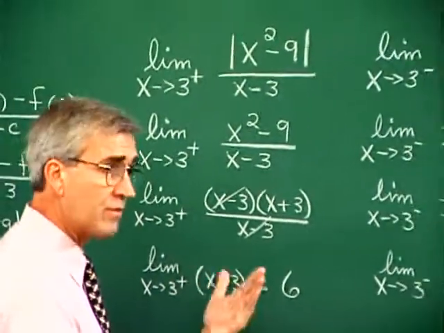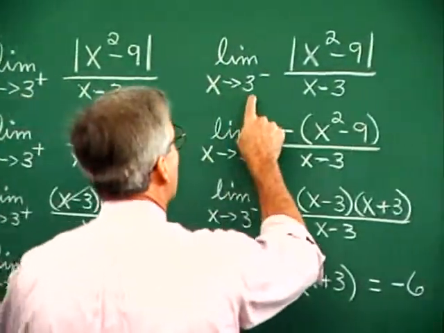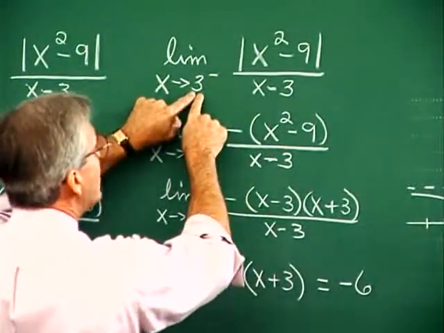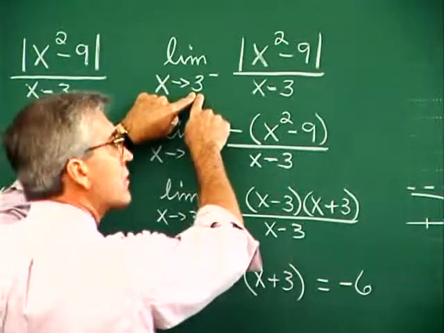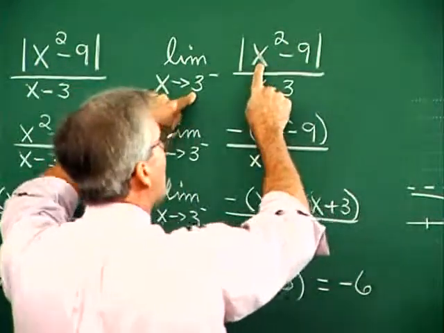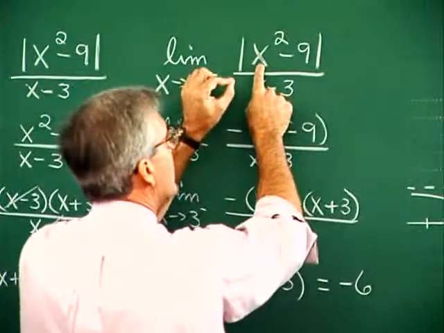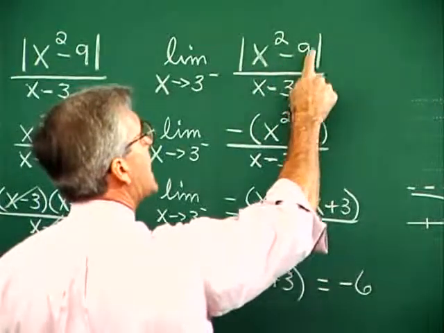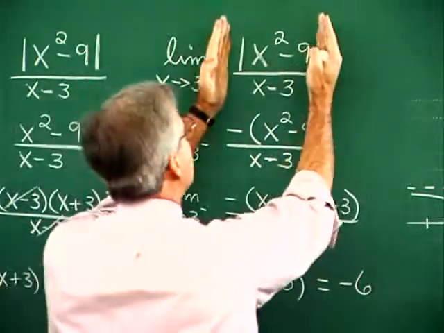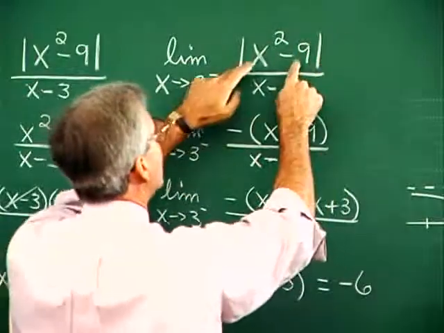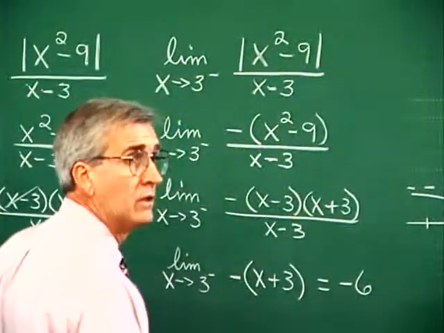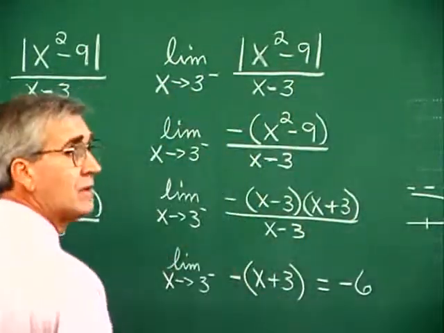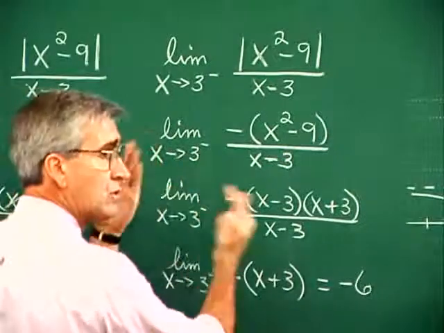Let's see what the limit is from the other side. The limit as x approaches 3 from the left. Well, from the left means for values that are just a little bit smaller than 3. Square a number a little bit smaller than 3, and you get a number a little bit smaller than 9. When you subtract 9, you get a negative amount. So the absolute value of this amount will be the negative of that amount. You see, the absolute value of this negative number is the opposite of that negative number. And that's what happens when we're approaching 3 from the left.